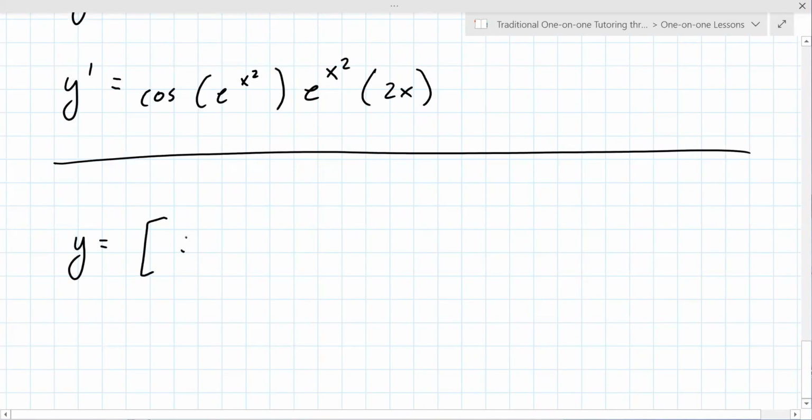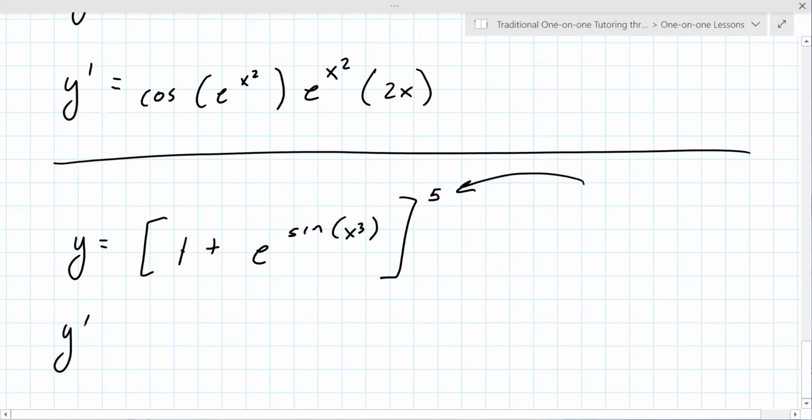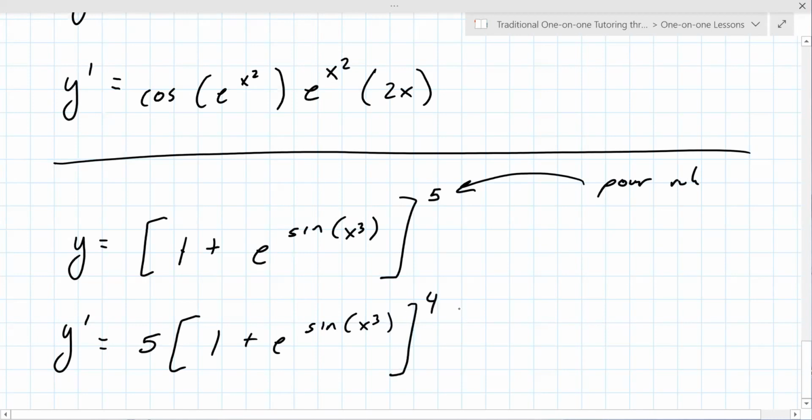So if it's 1 plus e to the sine of x cubed, but all to the power of 5, this is the outermost thing, this power, or power rule. So you have to bring the 5 in front, and then you keep all this. And you're like, what? Yeah, you just keep writing it. Then if this was in person, I would be covering up the 5, because now you're just looking at what's inside the brackets. You don't even care about the 5 anymore. It's like, what's the derivative of this thing inside the brackets?